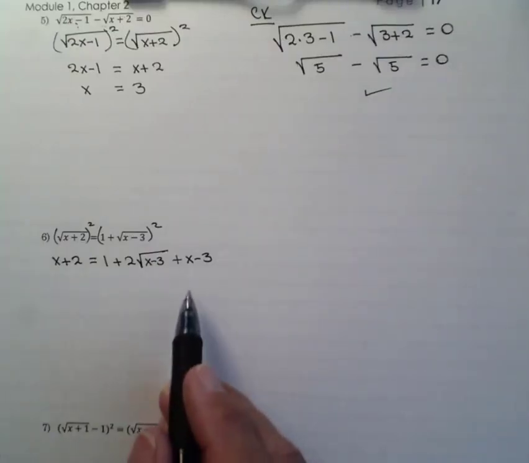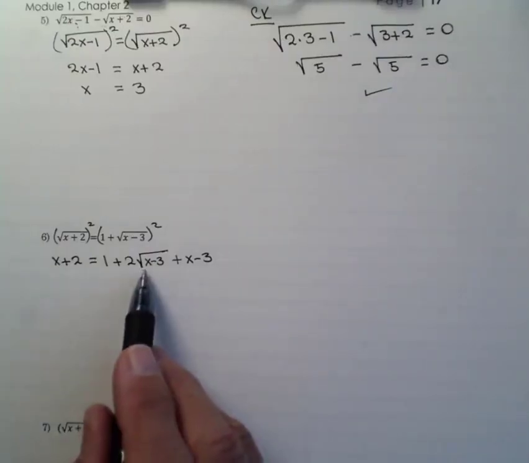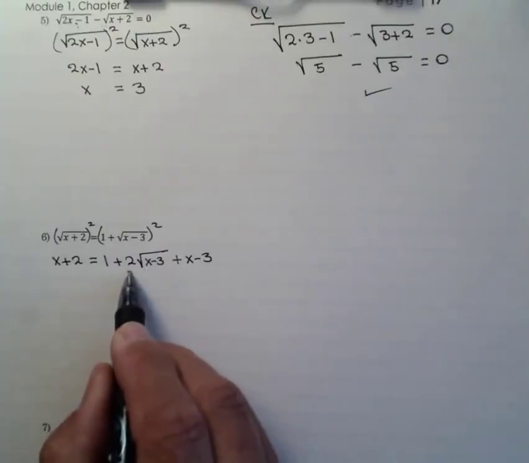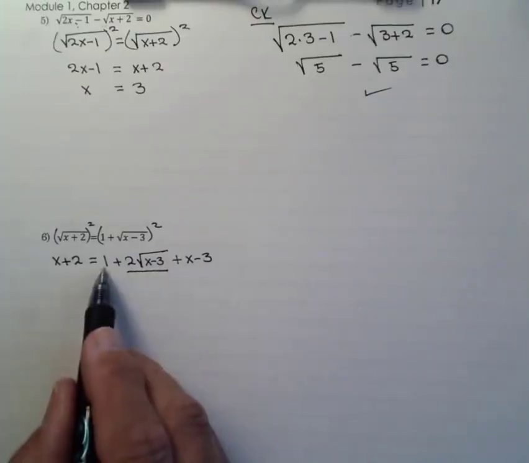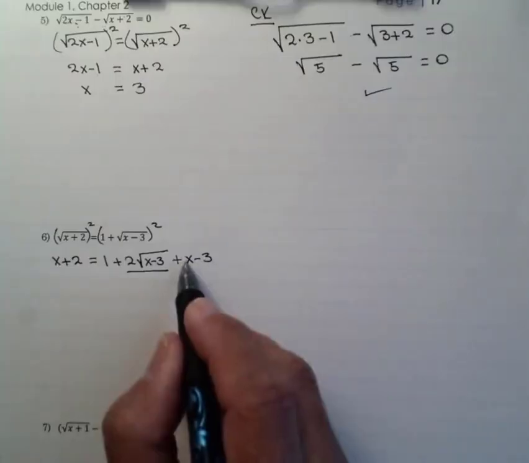Okay, now much simpler here. I want to get this radical isolated. I want this term right here to be all by itself. So I need to get a 1 and a negative 3 away, but first let's look at our x's.